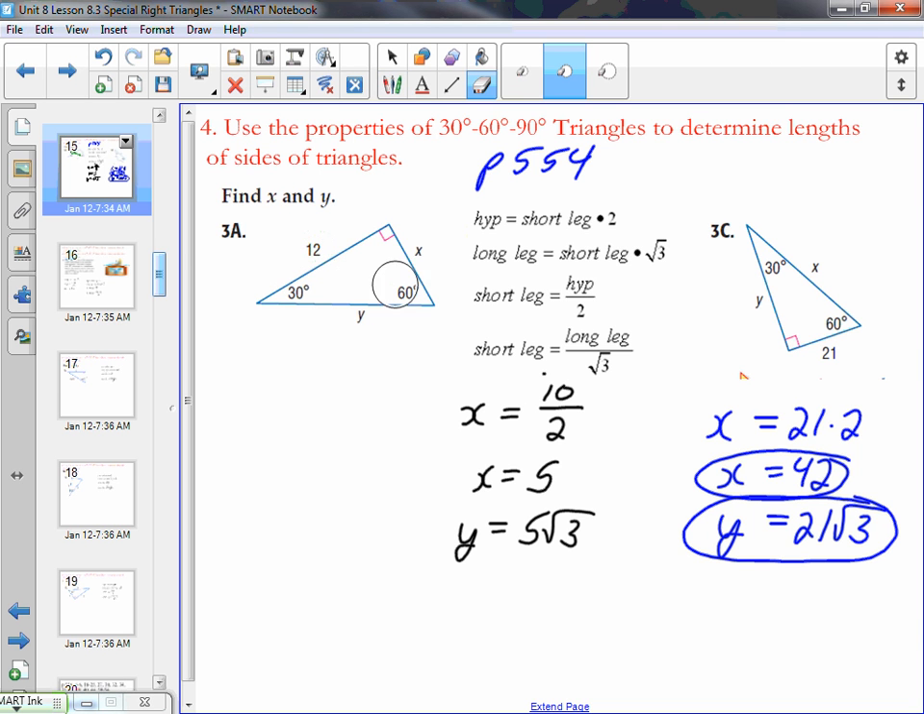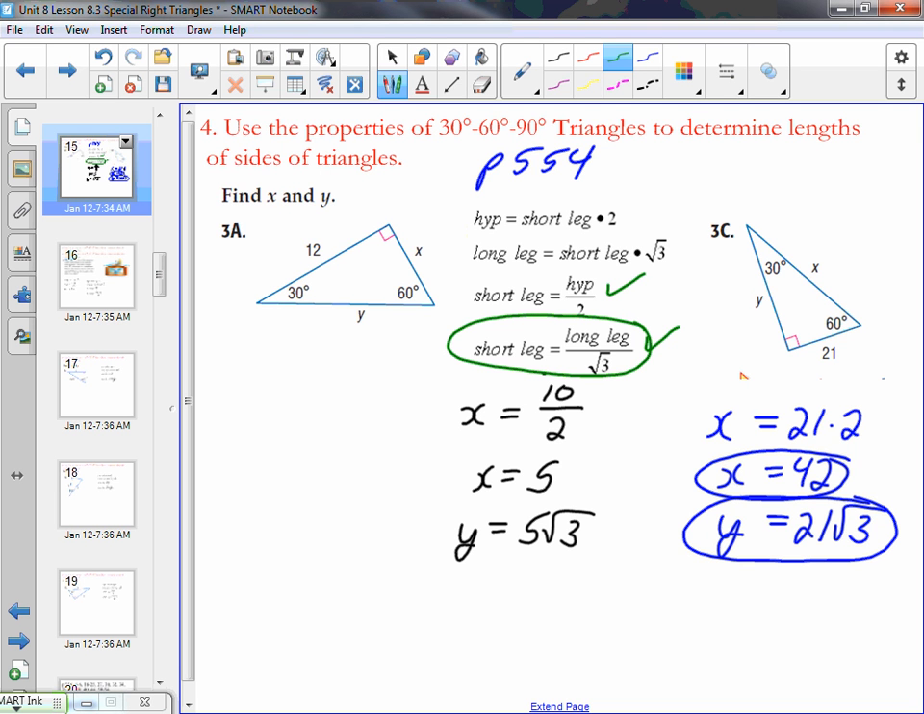So I know the length of the long leg, and then I need the short leg. If I don't know the short leg, that's always what I find next, or find first, okay? If I don't know the short leg, I find the short leg. So I can either use that one or that one. I know the long leg, so that's the one to use, isn't it? So the short leg, which is opposite the 30, is x. So short leg equals long leg divided by the square root of 3.